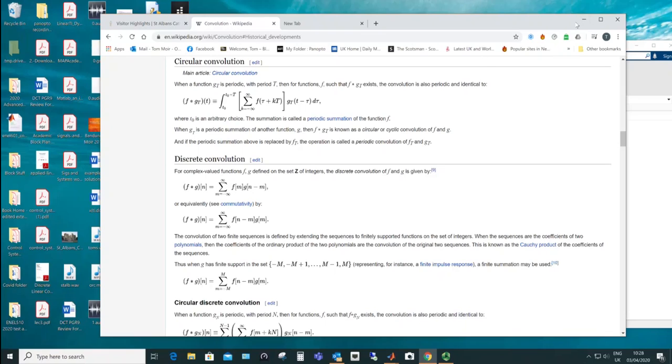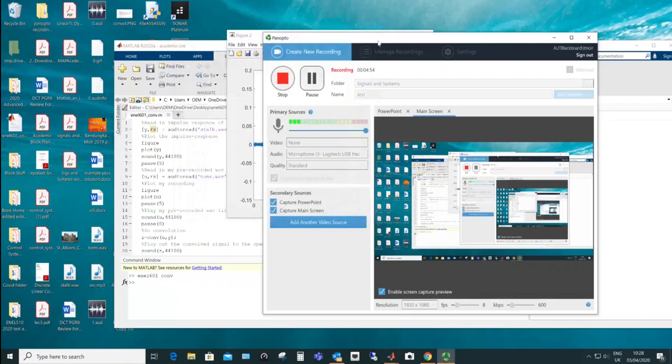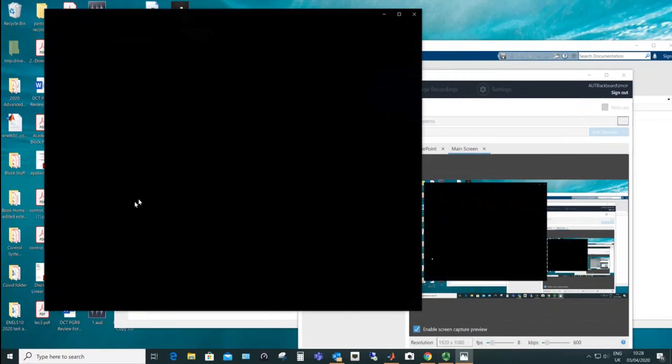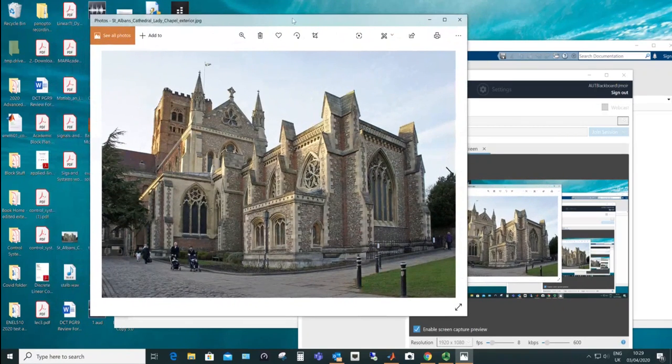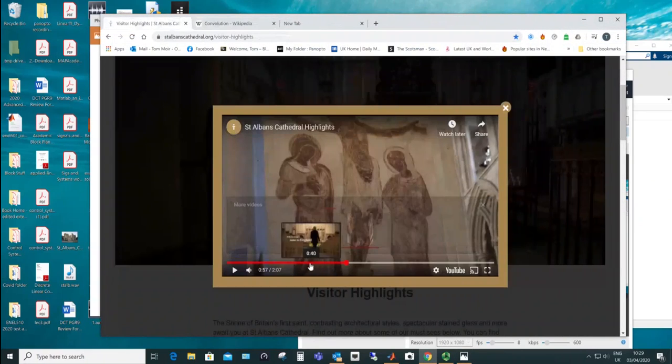So without more ado, let's have a look at the place we're going to take the impulse response from. It is St. Albans Cathedral in England, outside London. York University have done recordings of various famous buildings, and well, there it is. It's actually the Lady Chapel in there, so it's just a sort of subset of it. We can have a quick look at the actual place. It's quite impressive.